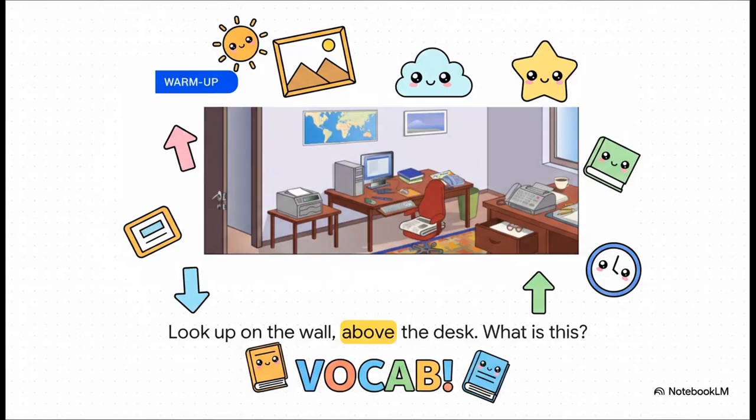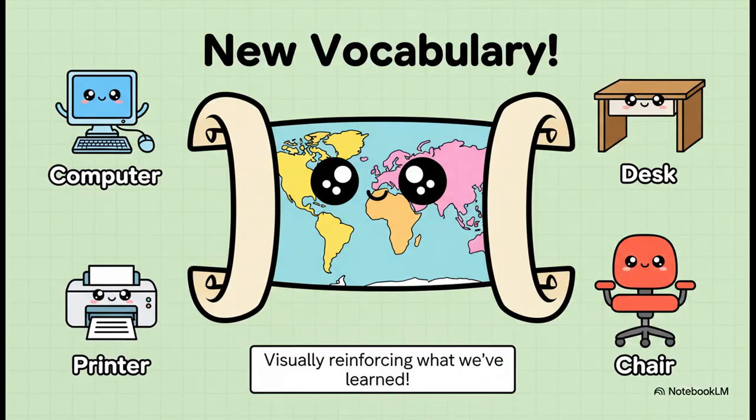All right, one last thing for this part. If we look up on the wall right above the desk, what do we see? A map. To be exact, a map of the world. Fantastic. So we've got our basic words down: computer, desk, printer, chair, and map. We're ready for the next step.